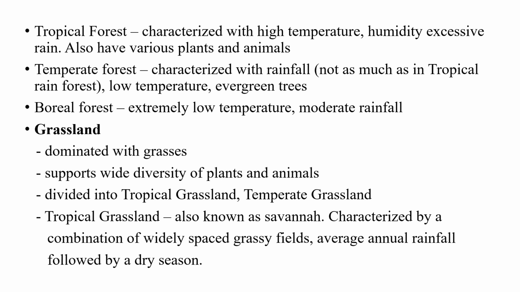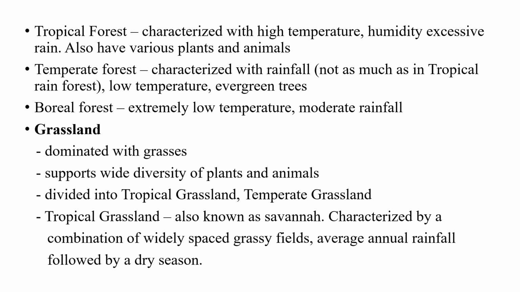Now let's look at grassland. Grassland, from the name, is dominated with grasses. That is a type of terrestrial habitat that is dominated with grasses. It supports varieties or wide diversities of plants and animals. It is divided into tropical grassland and temperate grassland. That is, you have the tropical grassland, you have temperate grassland.